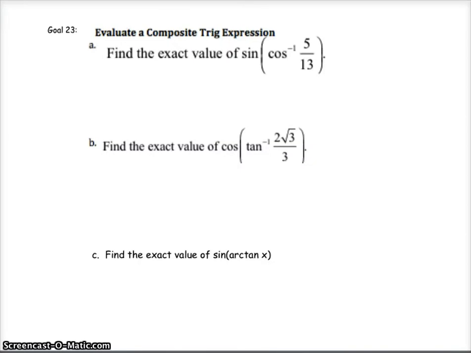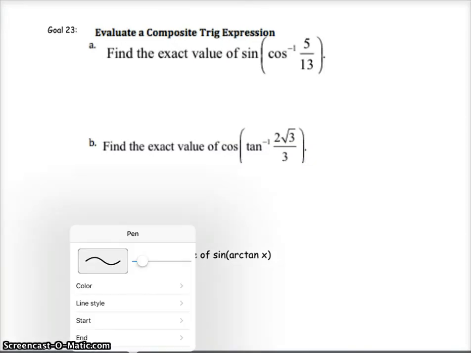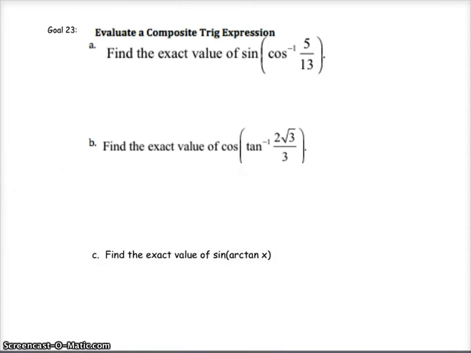This is Chapter 4, goal number 23, and with this lesson we will complete our study of inverse trig functions. We're still evaluating composite trig functions. However, you'll notice that in this case we are evaluating sine of inverse cosine, cosine of inverse tangent, sine of arctangent. In other words, we are not evaluating functions that are inverses of one another, but we are mixing functions together. So in this case, our shortcuts will not apply.